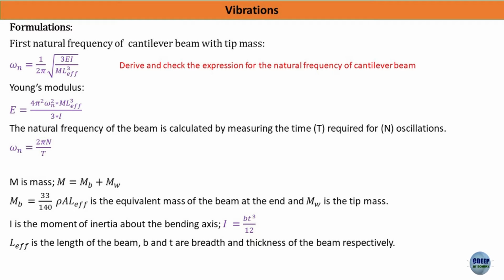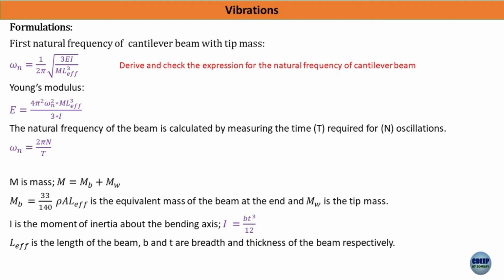In the experiment, we will be noting down the time required by an elastic beam to complete n oscillations. That n and t from the experimental observation will be used to find the natural frequency omega n. And once we have the natural frequency, we can back substitute the value of natural frequency in the formula of Young's modulus to find the Young's modulus of the steel.